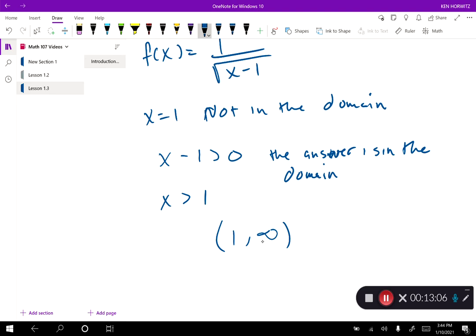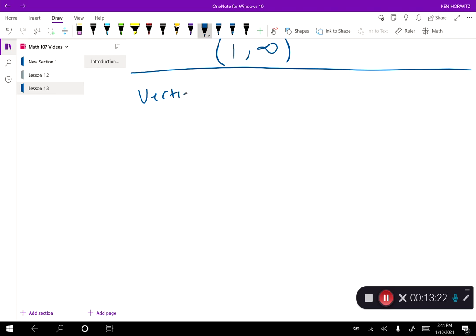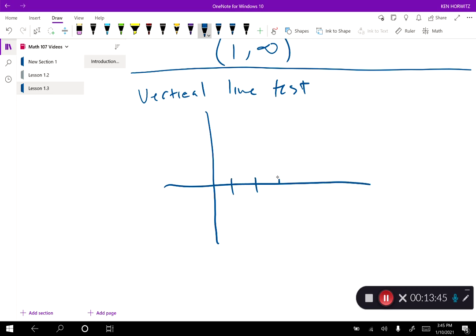All right. I took it for granted that we were calling these functions, but there is a way to figure out if you have a function or not based on being given a graph. And that's called the vertical line test. What the vertical line test says is that if you can pass a vertical line through your function and it hits in only one point, then it is a function. All right, so I'm going to make a graph, just one for example purposes to kind of show you what I mean.